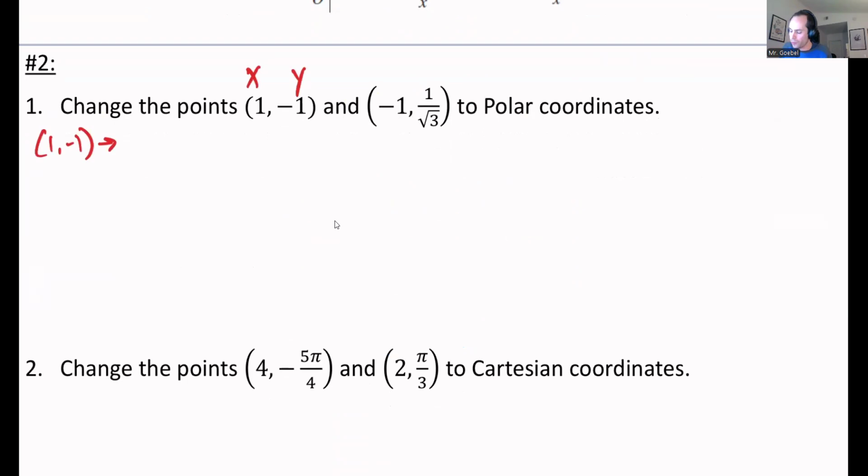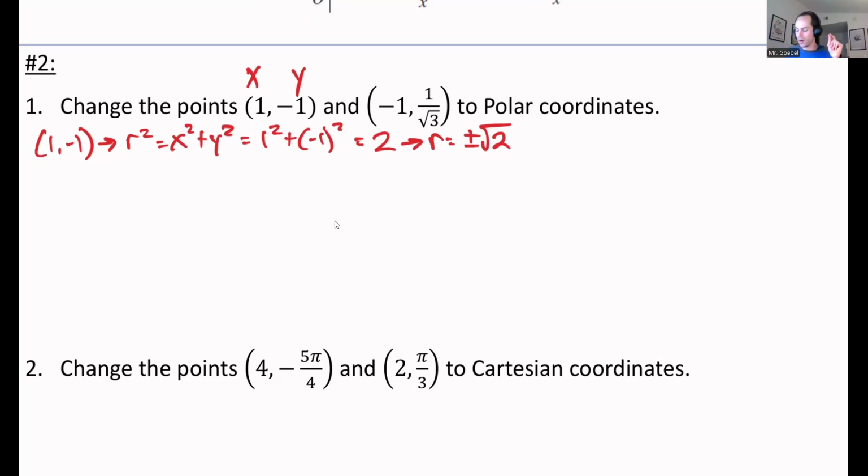To get the r, here's the formula we use. R squared equals x squared plus y squared. So x squared, that's just 1 squared. Y squared is negative 1 squared. That's just 1 plus 1, right? So 2, which means r could be plus or minus the square root of 2. Yes, do make sure you have that plus or minus. We're going to need both the positive and the negative in just a sec.